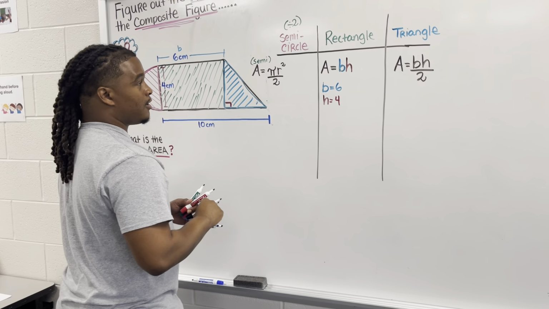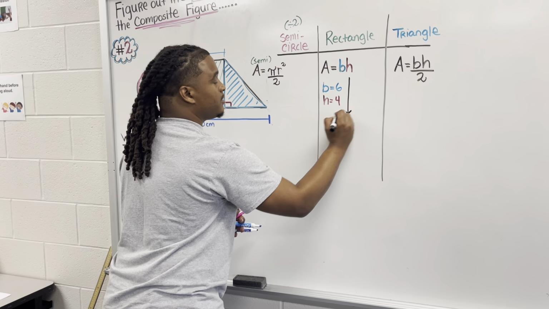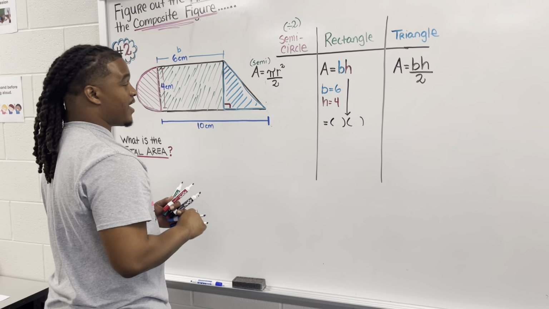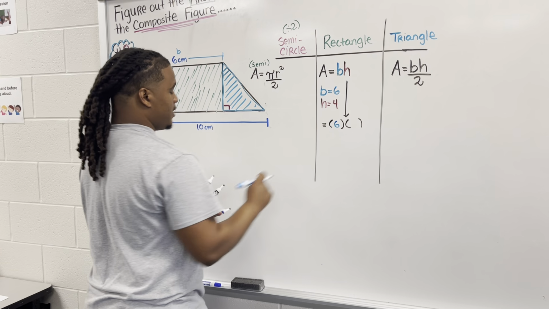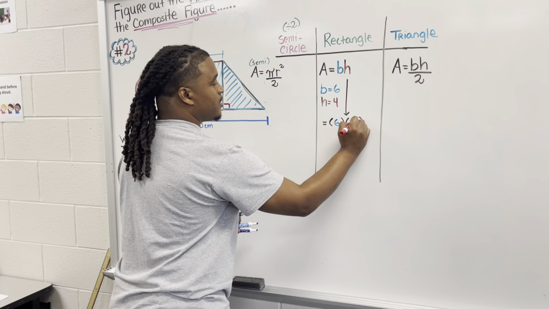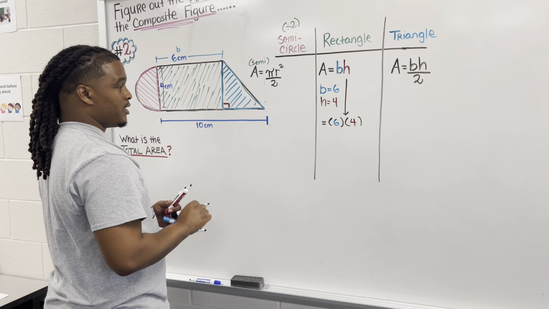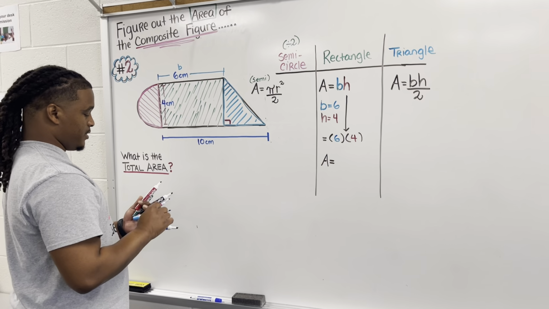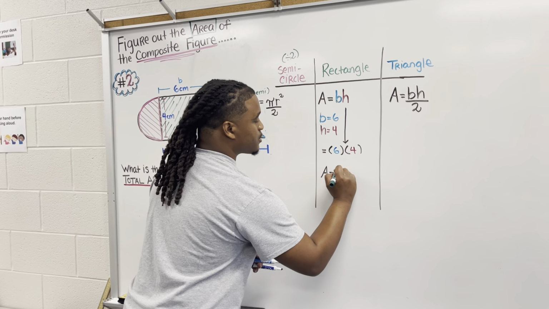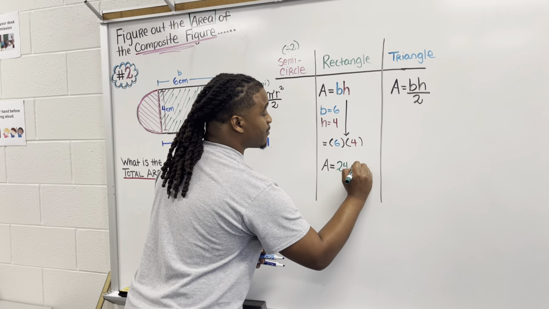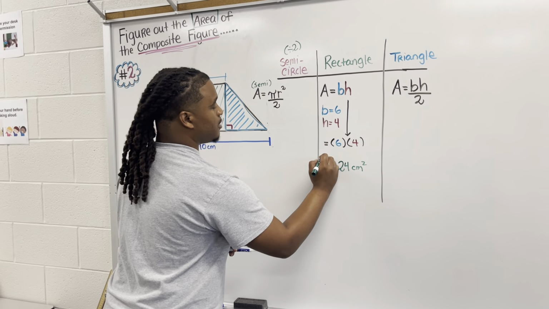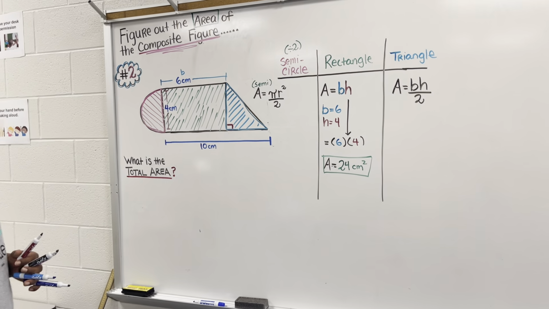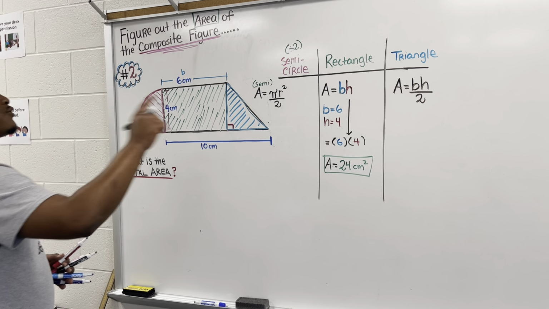So simple. All we do is plug into the formula. Once again, remember it was base times height. We're just plugging in the value that represents the base, which is 6, and the value that represents the height, which is 4. Simple, 6 times 4 is 24. So the area of the rectangle is 24 centimeters squared. But remember, this is only part of the total area, just the rectangular part. All right, now let's go to the triangle.